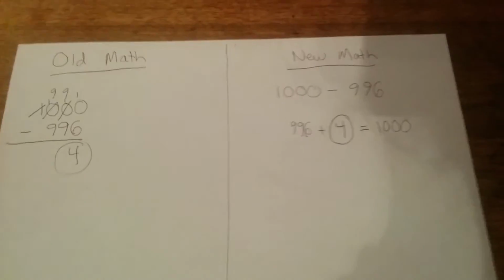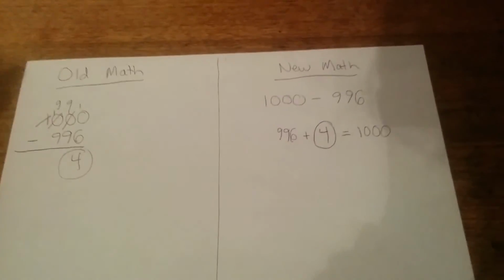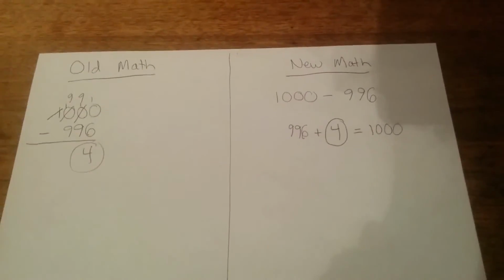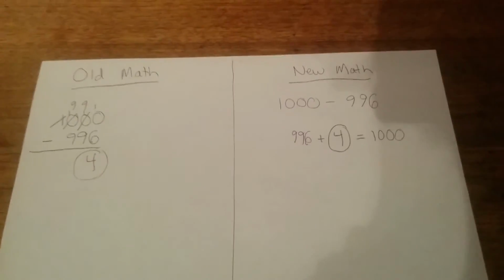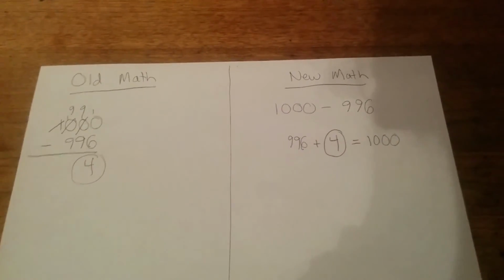So I hope that helps you understand both sides of the argument. I'm not saying I completely disagree that new math is a little bit confusing, especially when you learn the old way. But what I am saying is it's not like it's just completely ridiculous and coming out of left field.